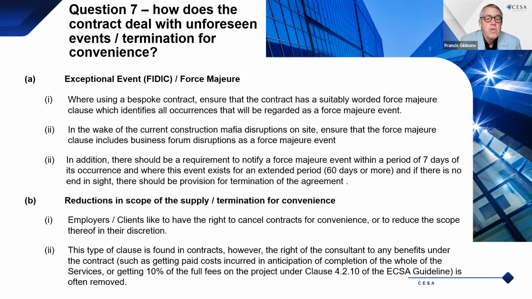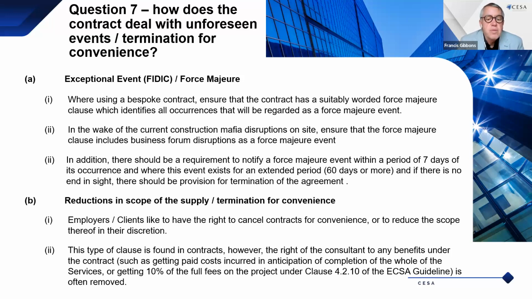And very important, in the wake of the current construction mafia disruptions on site, it's good to ensure that force majeure clauses include business forum disruptions as a force majeure event, because that is something that you can do nothing about. In addition, there should be a requirement to notify a force majeure event within a period of 7 days of its occurrence, and where this event exists for an extended period, say 60 days or more, and if there's no end in sight, there should be a provision to terminate the agreement.